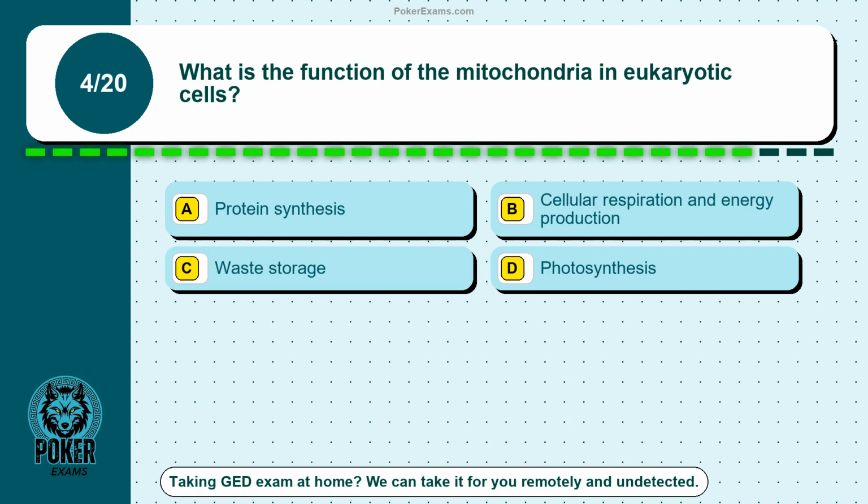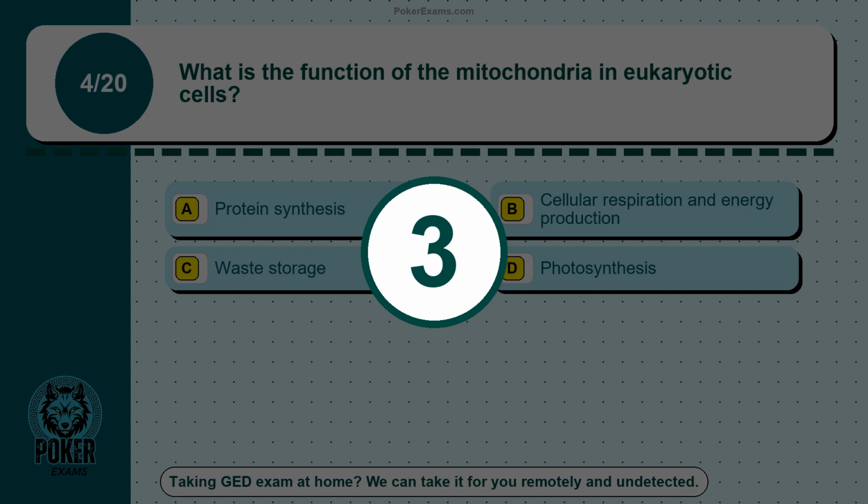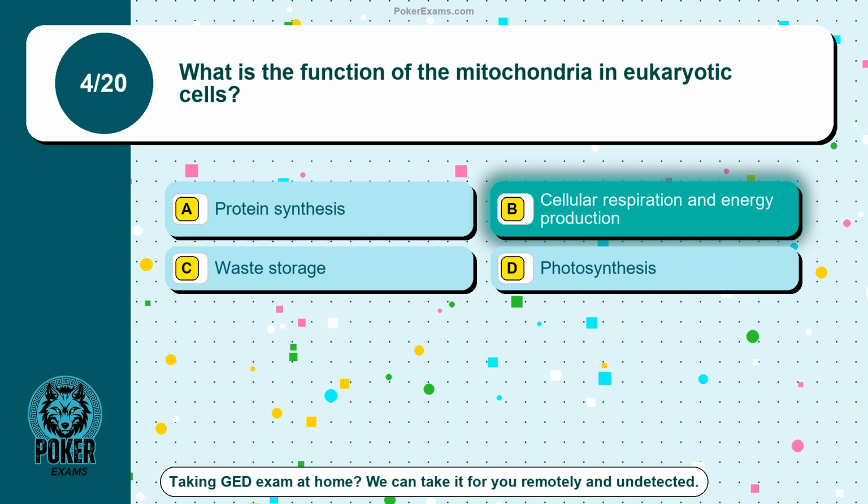Question 4. What is the function of the mitochondria in eukaryotic cells? Option A, protein synthesis. Option B, cellular respiration and energy production. Option C, waste storage. Option D, photosynthesis. The correct answer is option B, cellular respiration and energy production.